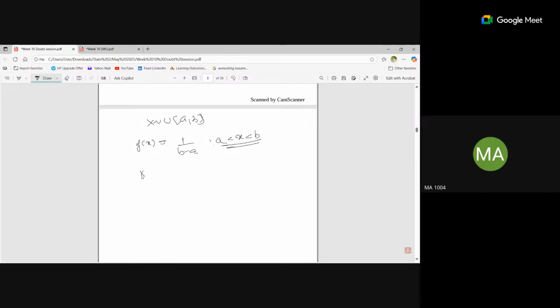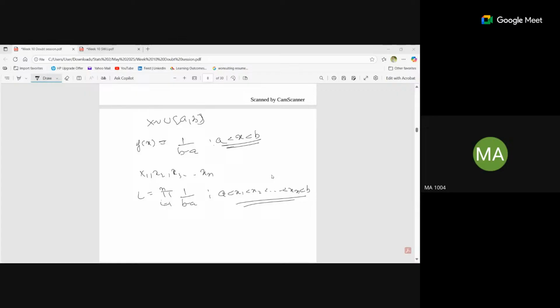Now I'm having samples like x1, x2, x3, and so on, correct? I'm having xn samples. So if I calculate the likelihood, this will be the product of 1 by b minus a, with i going from 1 to n, correct? Now the intervals will be from x1, x2, to xn. Now they are saying find the maximum likelihood estimate of a. So what will be my maximum likelihood estimate of a according to this?